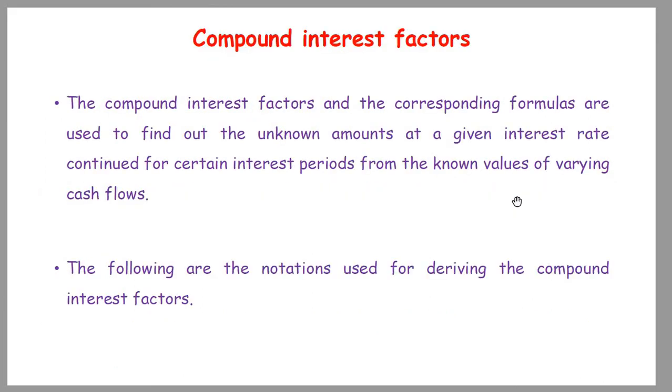Next we see the compound interest factor. The compound interest factor and the corresponding formulas are used to find the unknown amount of a given interest rate continued for a certain interest period, from the known value of varying cash flow. So here, in compound interest, we are going to calculate the amount to be considered for a certain period. Here are some formulas to calculate the amount at certain intervals.